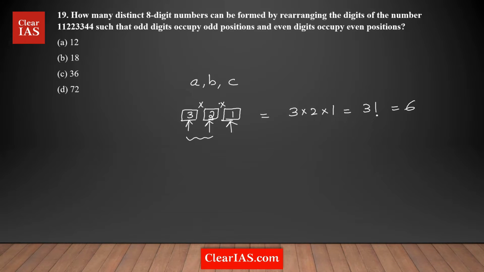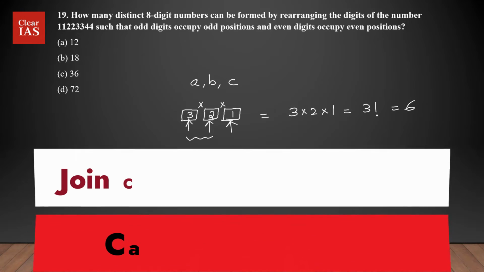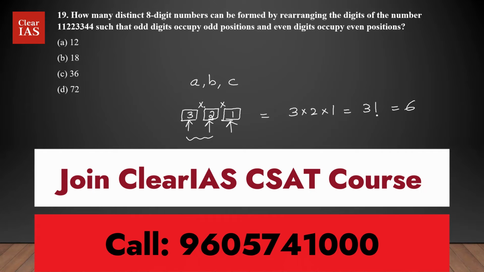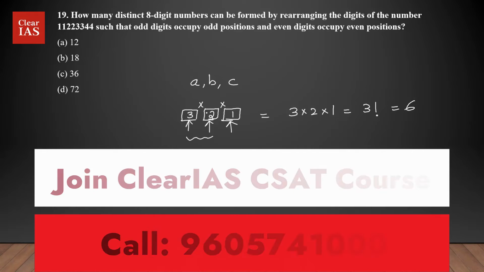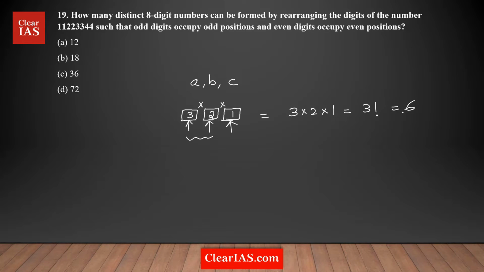Why are we multiplying here? Because whenever you have one event followed by another event, whenever you have a continuation of events, you multiply the number of possibilities. Here, first you are filling the first place, then you are filling the second one. It's a continuation. After that, you're filling the third place. So whenever you have a continuation of events, you multiply the possibilities. That's the reason you're multiplying 3 times 2 times 1, which is 3 factorial, or 6.